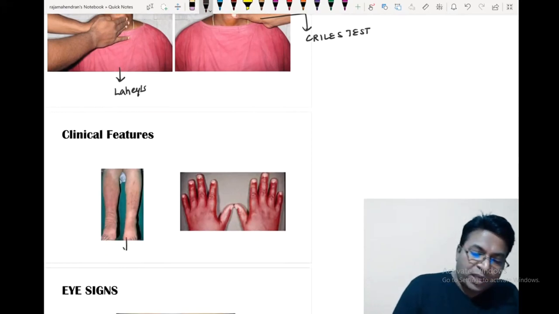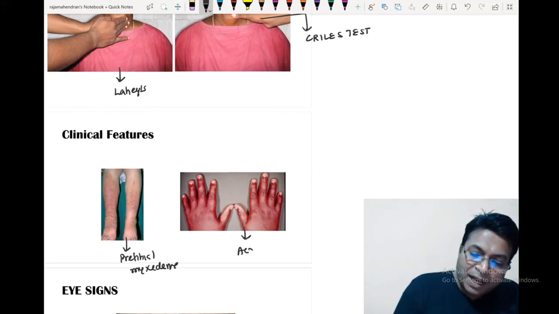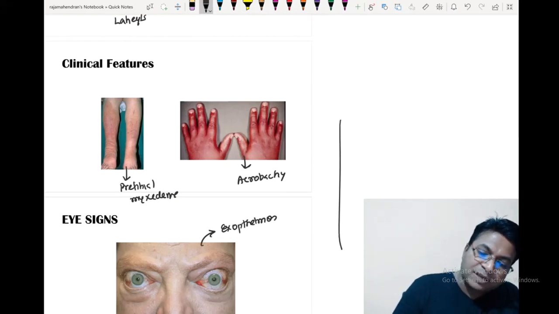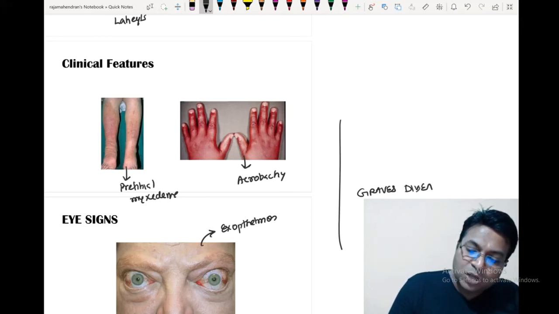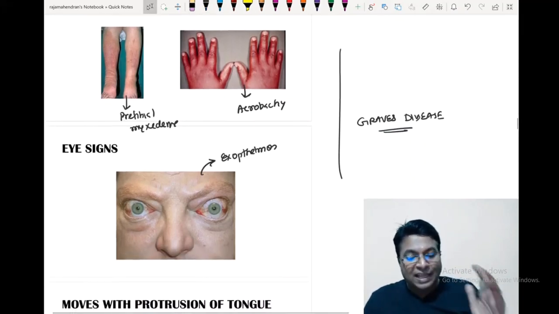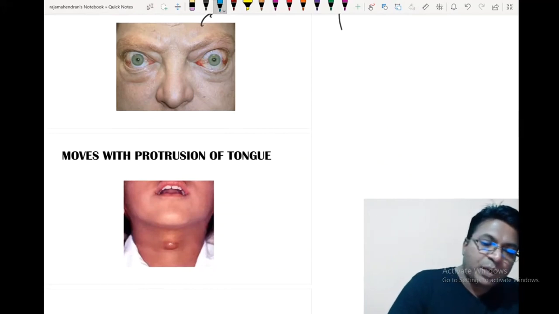This is a picture showing you pretibial myxedema. Who will get this? Pretibial myxedema, acropachy, and eye signs like exophthalmos are all seen in Graves' disease. So please don't forget, in Graves' disease all these signs are seen. This is a classical image, and they will again ask it in the exam.